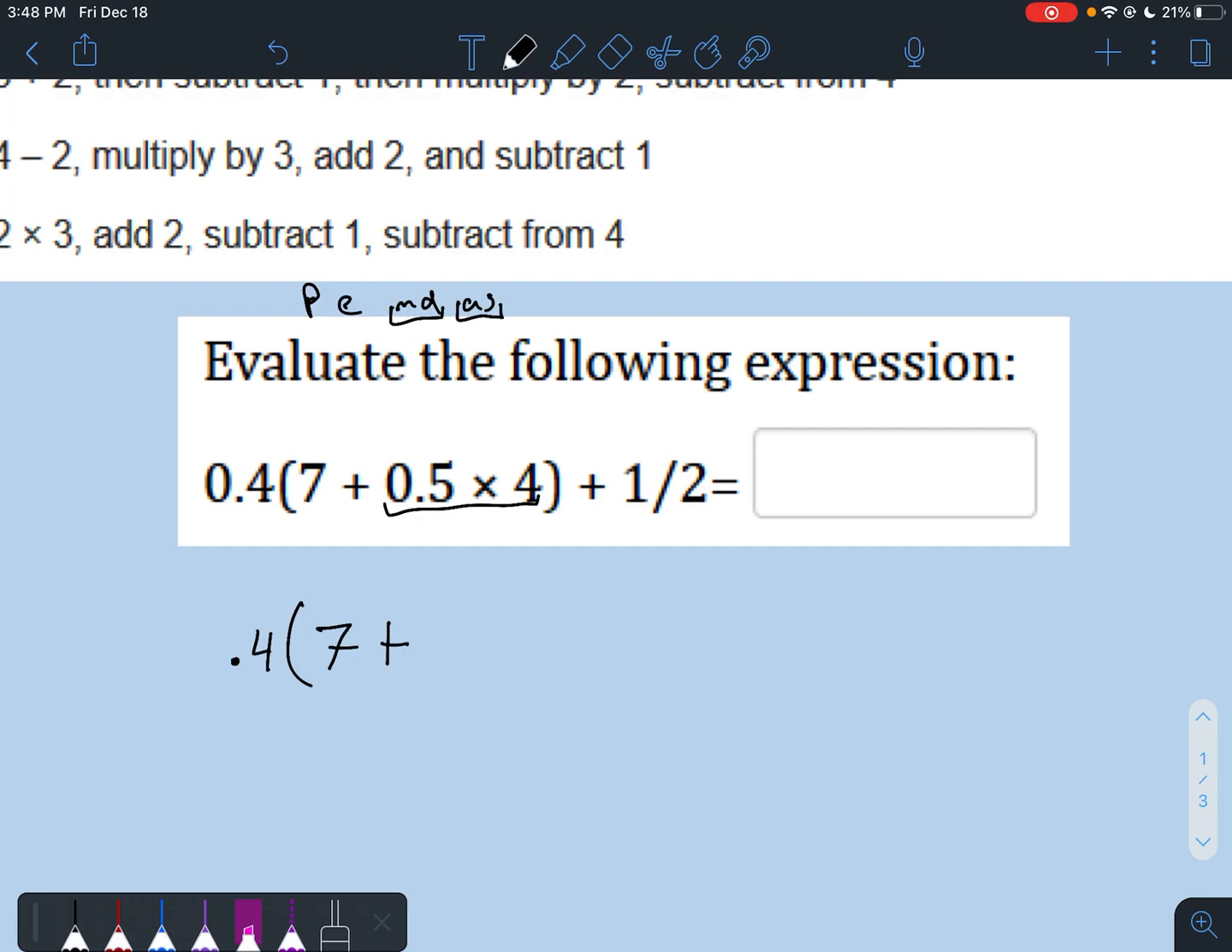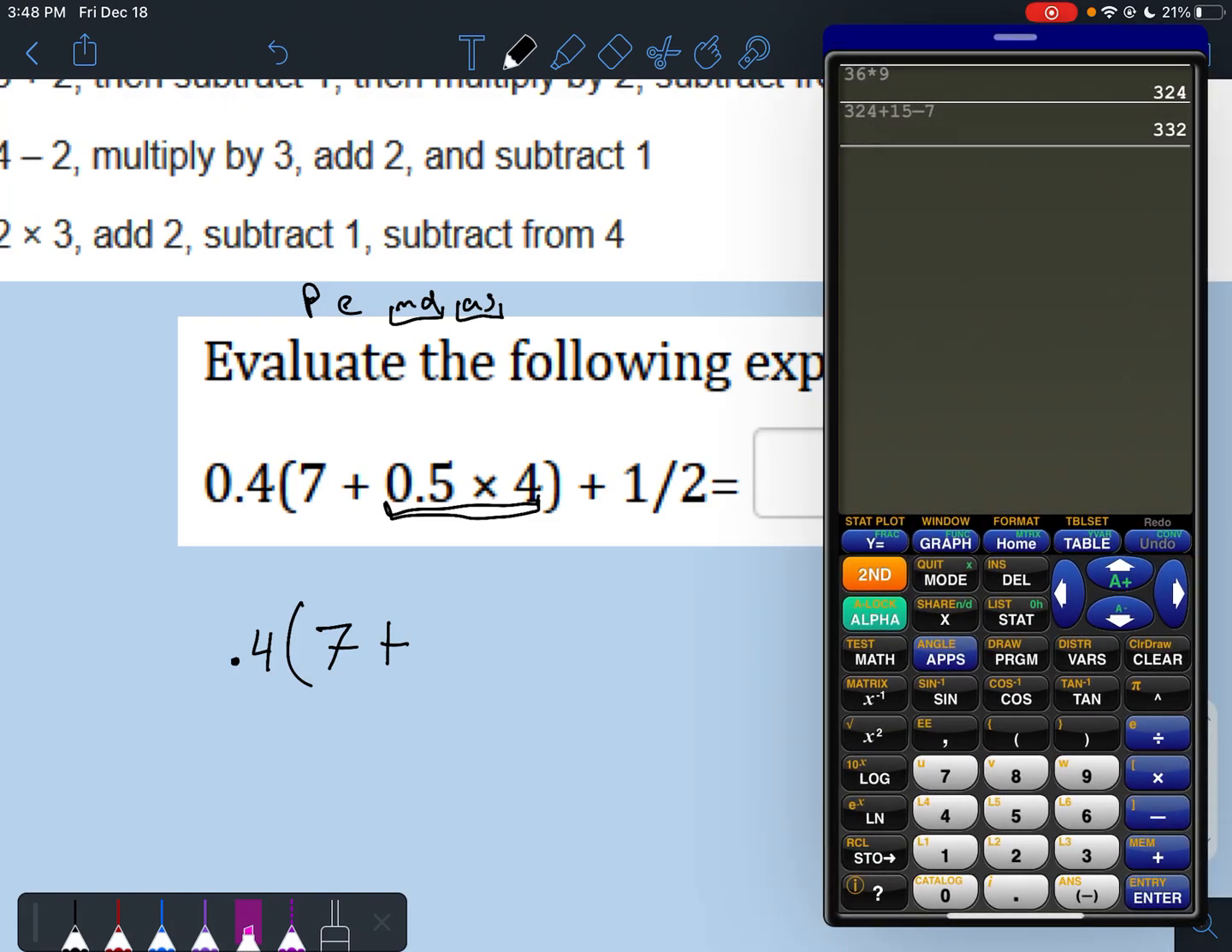So this is going to be 7 plus, and this right here is going to be 0.5 times 4. You can do it on a calculator, or you can think, what if you had 4 halves? What would you have? Well, 0.5 times 4, you'll find that it comes out to be 2.